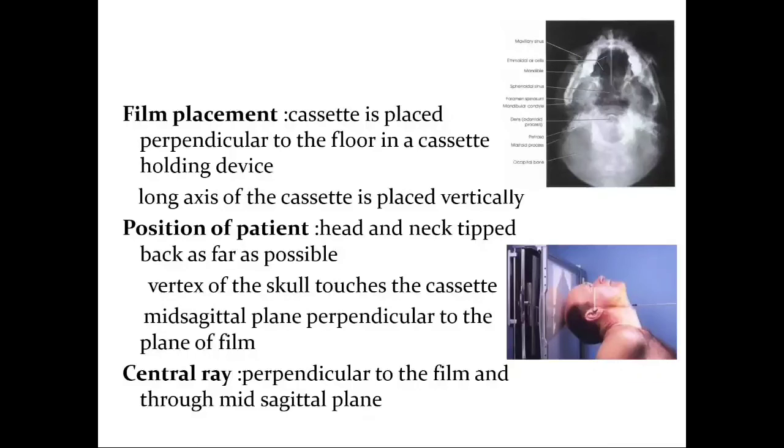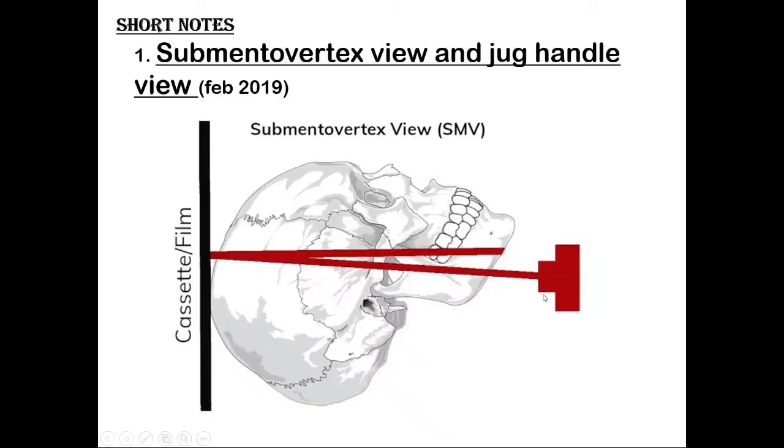And the patient position in submentovertex is such that the vertex of the head is supposed to touch the cassette, and the mid-sagittal plane is perpendicular to the plane of the film. And the central ray is directed perpendicular to the film and through the mid-sagittal plane. So as you can see here, a vertical angulation of almost -5 degrees is given.